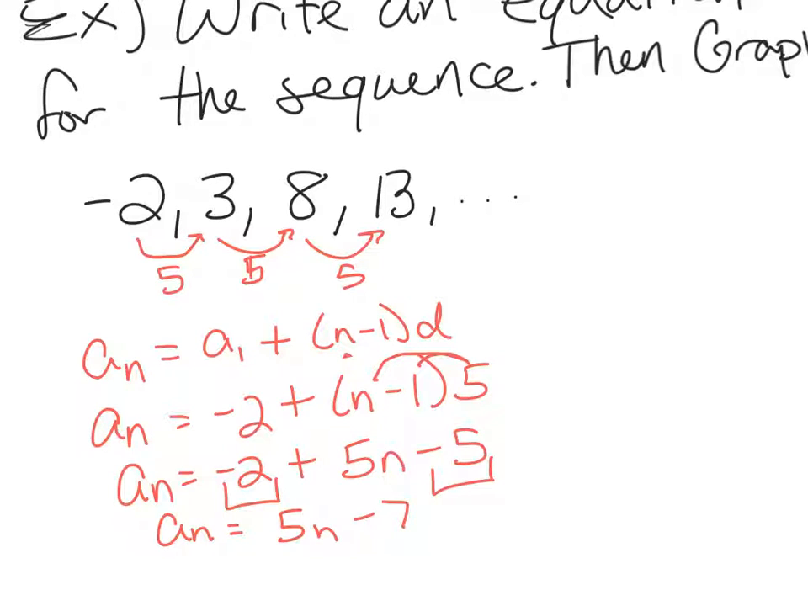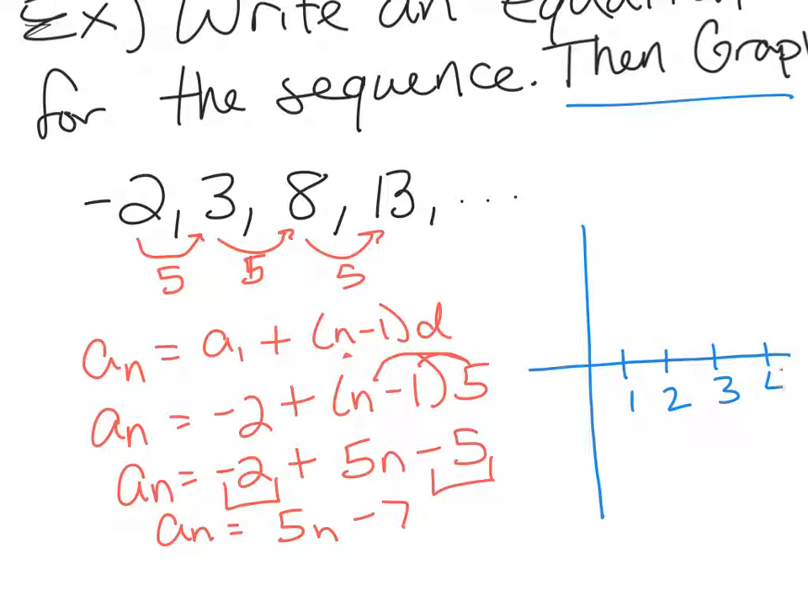Now when I graph, I come here and I'm just going to graph my first 5 terms. So for 1, 2, 3, I'll just go my 4 here. My first term is 1, -2. Second term is 3. Third term is going to be 8. And so on. So as you can see, if you were to make a much nicer graph, this is going to be a good linear representation of the sequence.